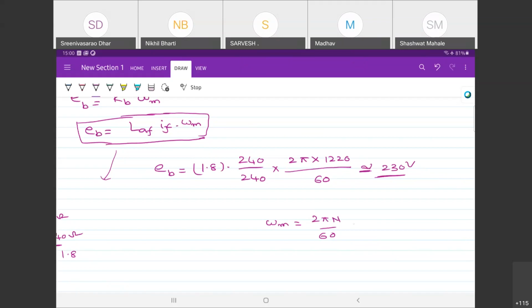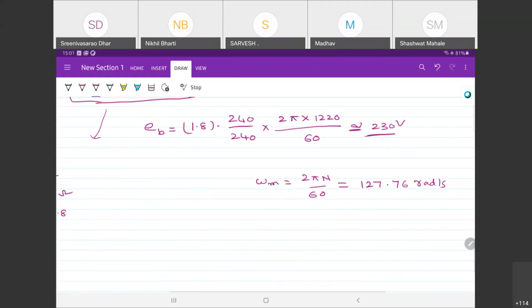So what is this omega m? 2 pi N by 60. It is 127.76, so this is in radians per second. We calculated E_B from the machine parameters, so that is roughly 230 volts.